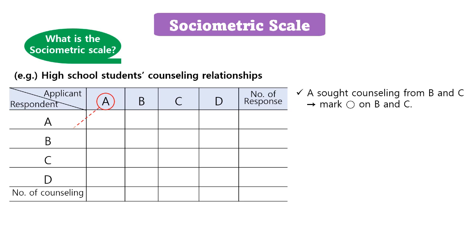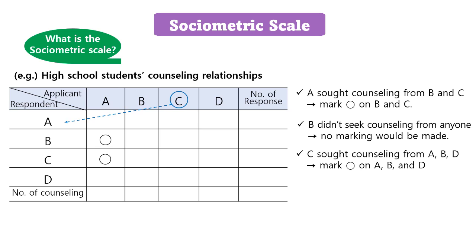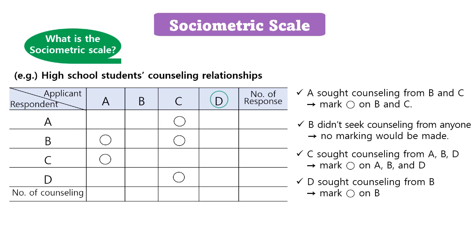If student A sought counseling from students B and C, they would mark a circle on B and C in the lower direction. If student B did not seek counseling from anyone, no marking would be made. Student C sought counseling from students A, B, and D, so they would mark circles on A, B, and D in the lower direction. Student D sought counseling from student B, so they would mark a circle on B in the lower direction.